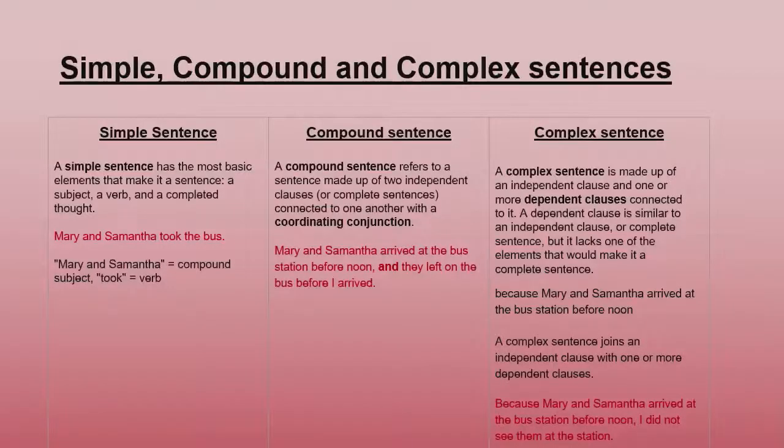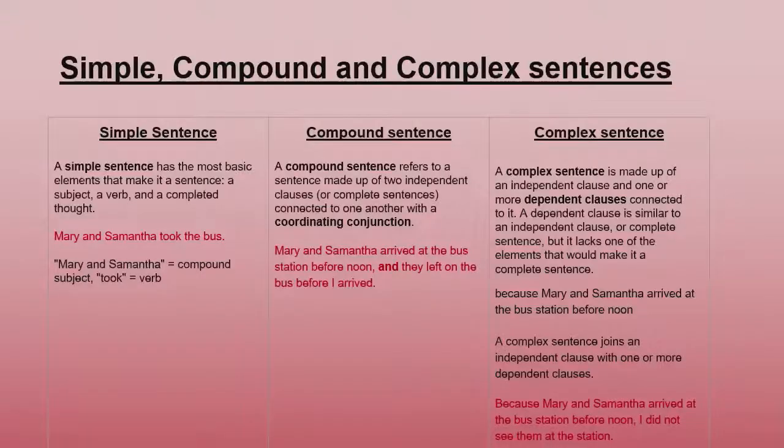Then you need to know what simple, compound, and complex sentences are. I might ask you to make a comparison between the three, and this could count 10 to 15 marks with your examples. So you will have to describe the 3 different sentences. A simple sentence has the most basic elements that make it a sentence: a subject, a verb, and a completed thought. Mary and Samantha took the bus. Mary and Samantha are a compound subject, and took is the verb. So it's very simple, very basic.